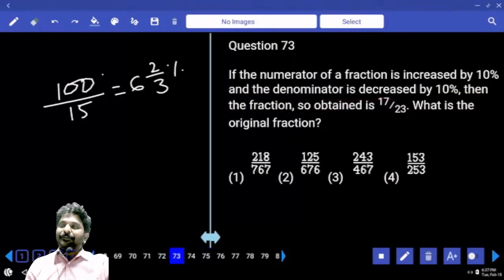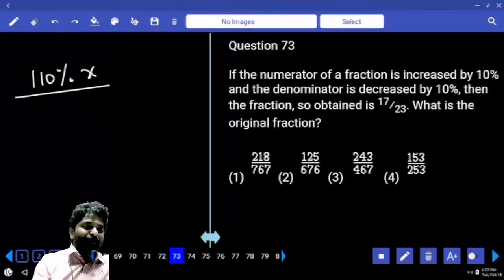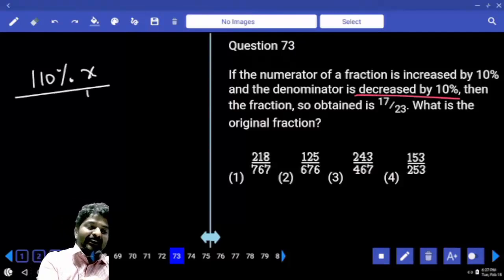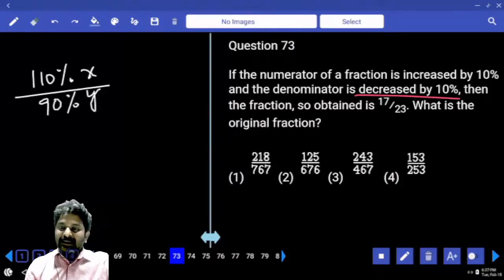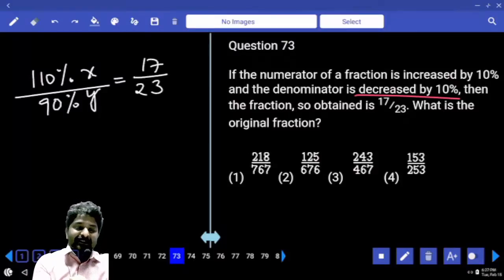The numerator of the fraction is increased by 10%. Original fraction x. Now it is increased by 10%, it becomes 110% of x. The denominator is decreased by 10%. Original denominator y, decreased by 10%, it becomes 90%. Then the fraction obtained is 17 by 23. What is the original fraction?